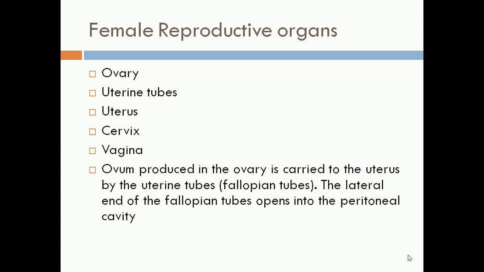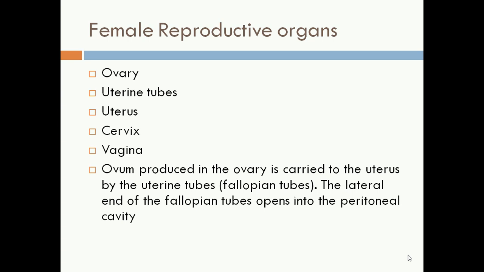Now, what are the important organs that we will talk about today in the female reproductive system? One is the ovary, uterine tubes, the uterus, the cervix, vagina, and the ovum which is produced in the ovary is carried to the uterus by the uterine tubes. First, let's talk about the ovary. The ovary is a female gonad that is responsible for the production of the ovum. So once the ovum is produced in the ovary, it is transported through a tube called the uterine tube, which brings the ovum to a hollow organ called the uterus.